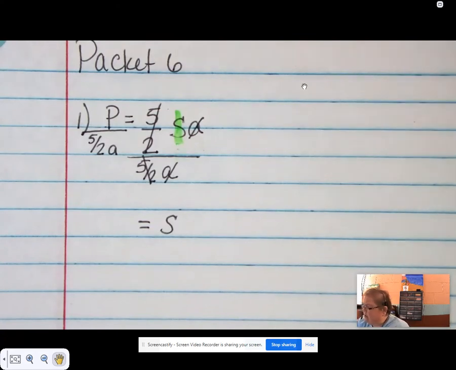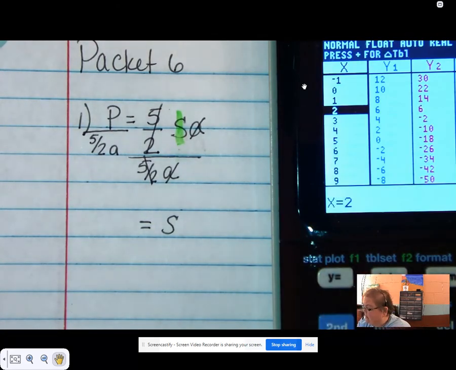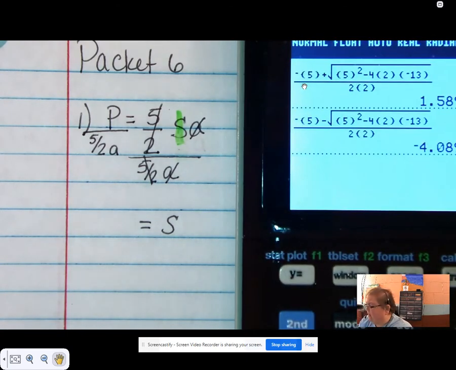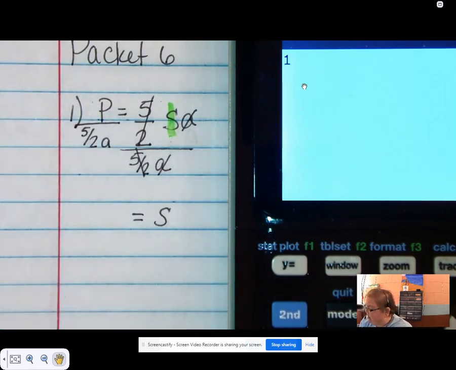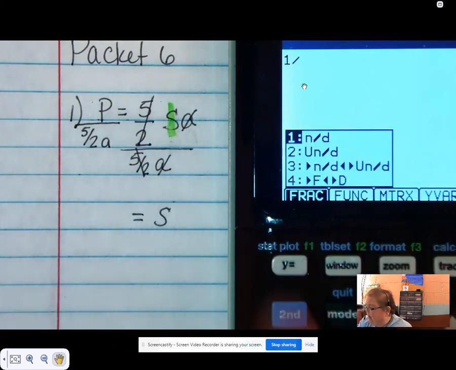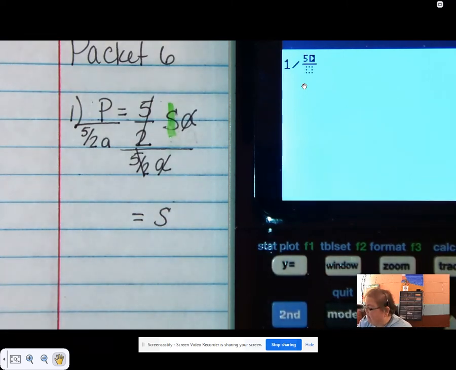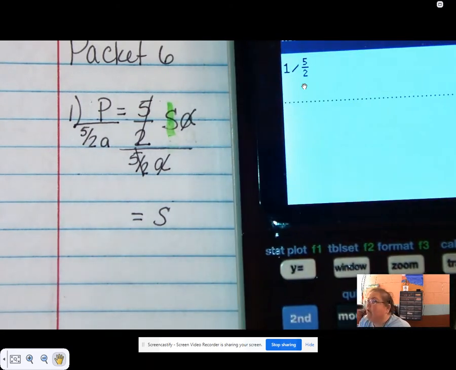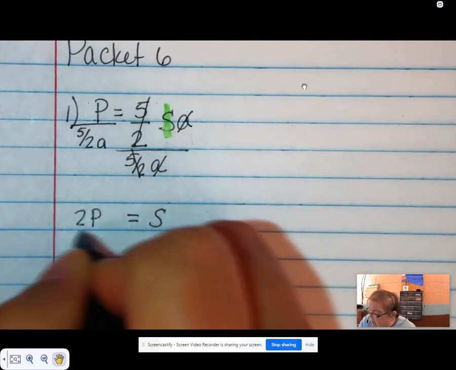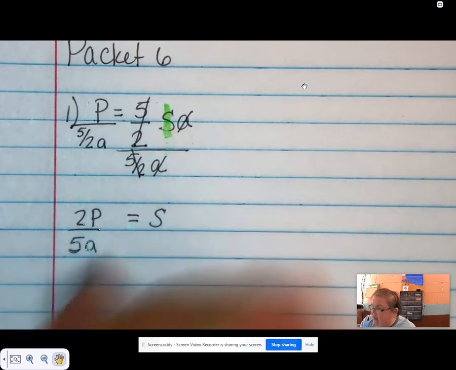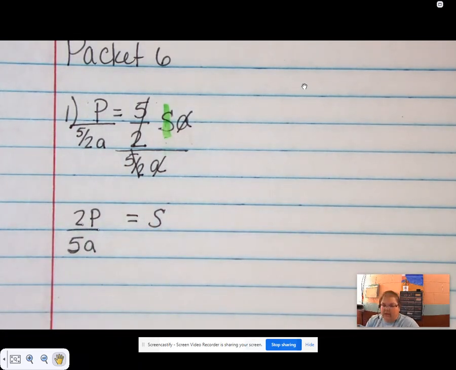And if you don't know how to do that on your calculator, second mode to get out of that, okay, this is a 1, so I want to do 1 divided by my fraction, which is 5 over 2. And what do you get for your answer? 2 over 5. So 2P over 5A equals S.